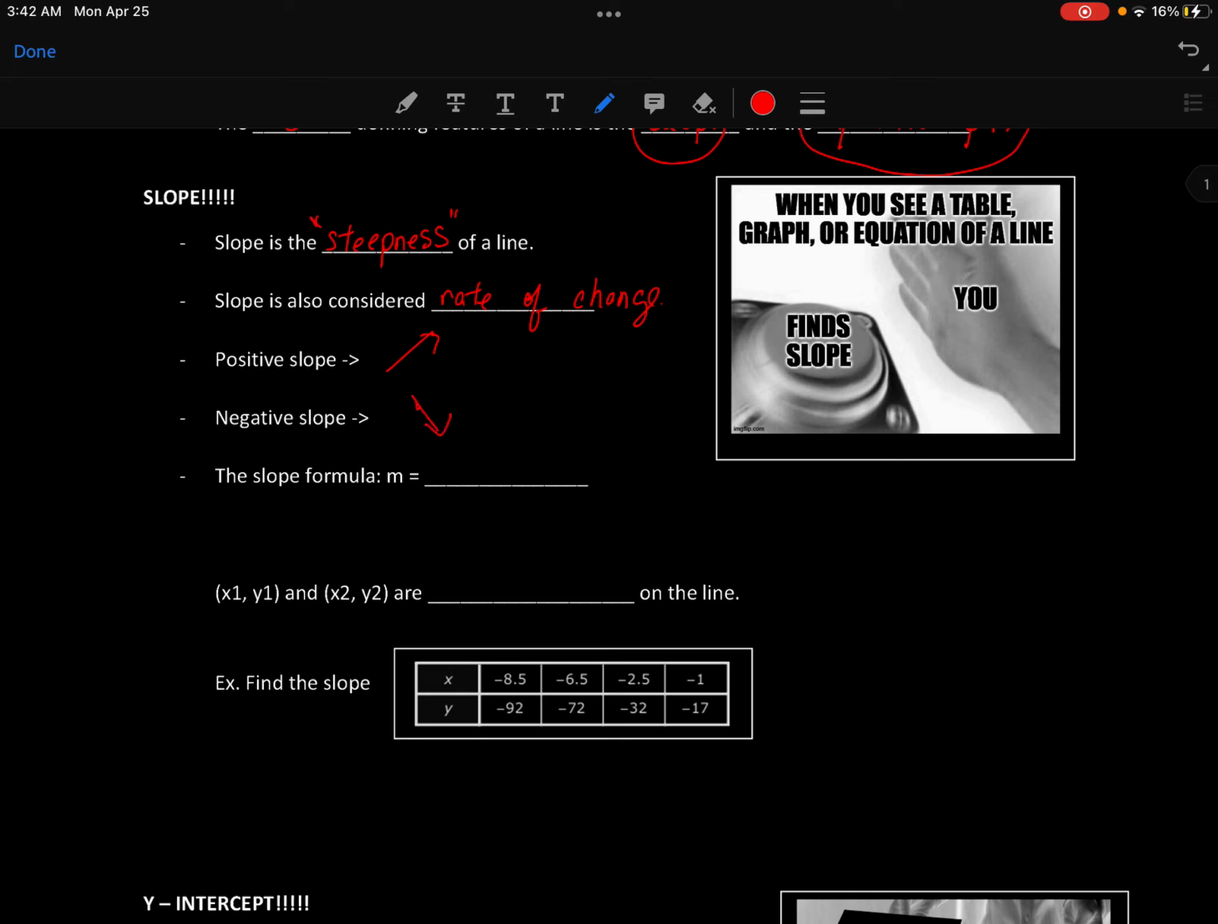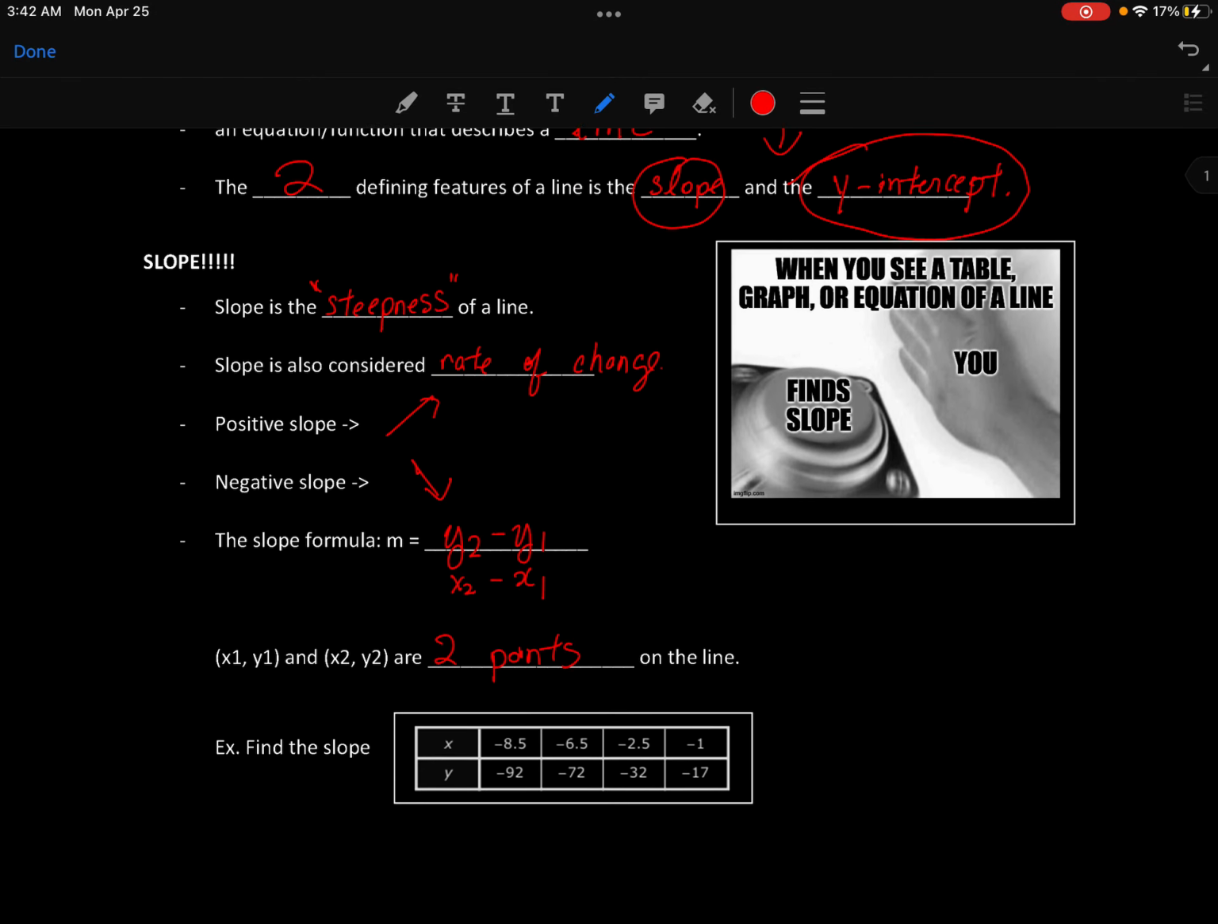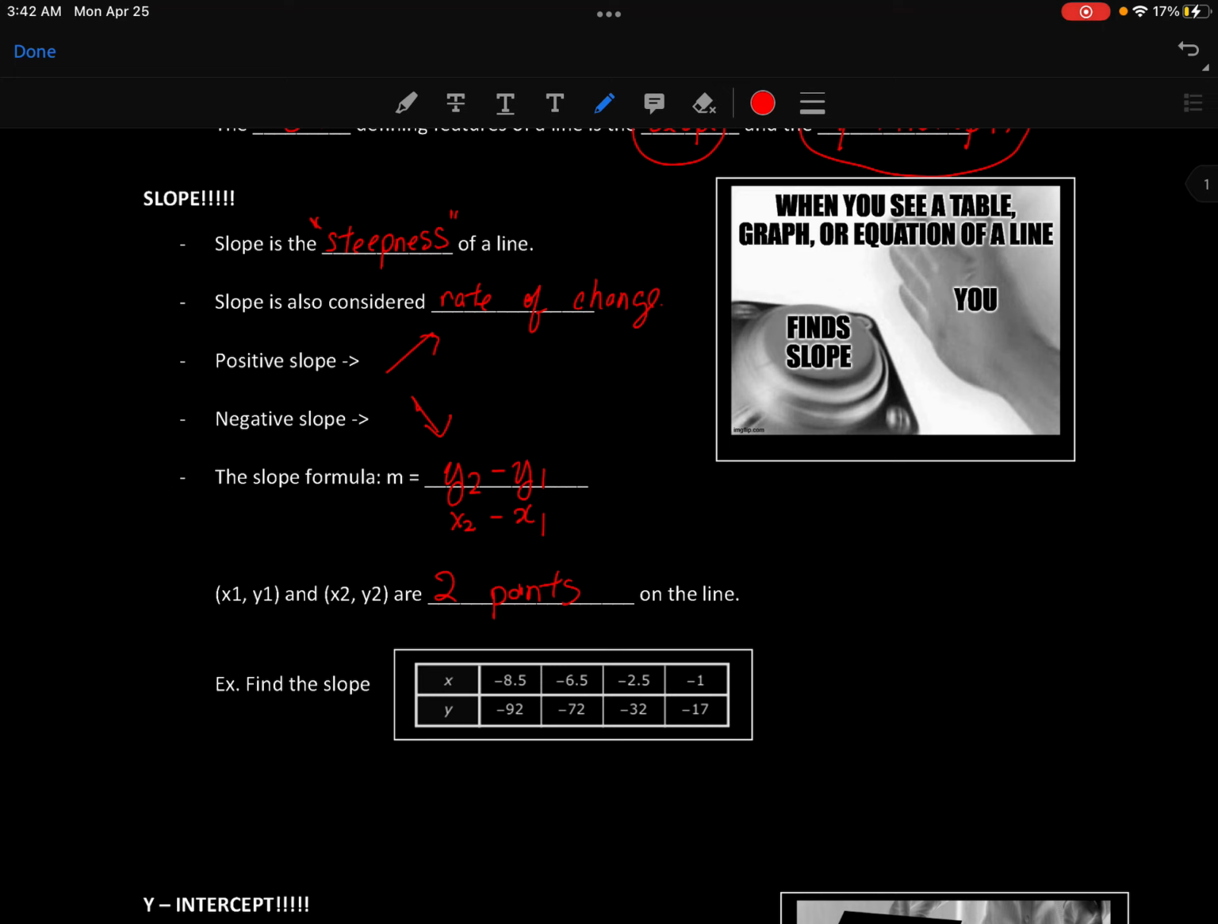Now the slope formula is also known as m is equal to y2 minus y1 over x2 minus x1, where x1, y1 and x2, y2 are two points on the line. This should be pretty good review. If I'm going too fast, you can pause and rewind the video. Now, whenever you see a table, graph, or equation of a line, always find the slope, please, every single time. Anyway, here's an example.